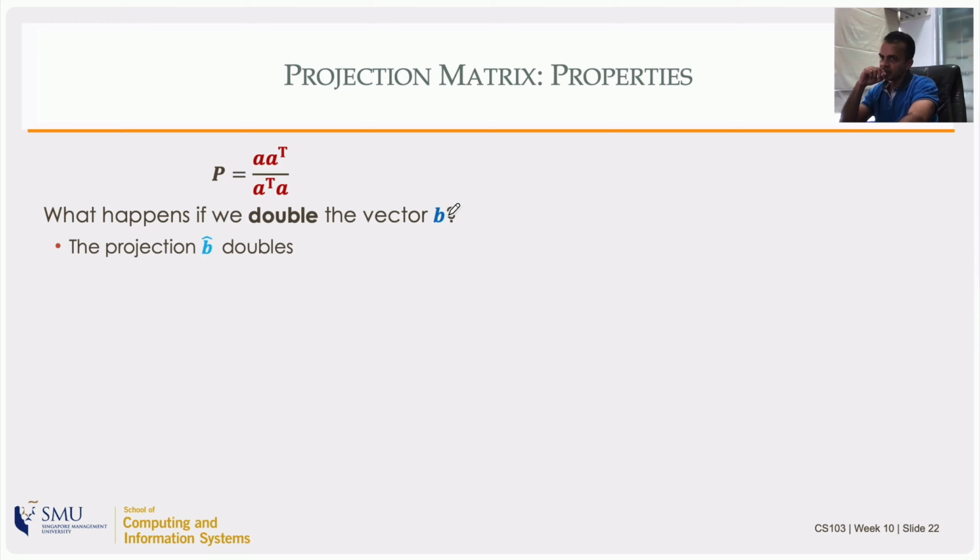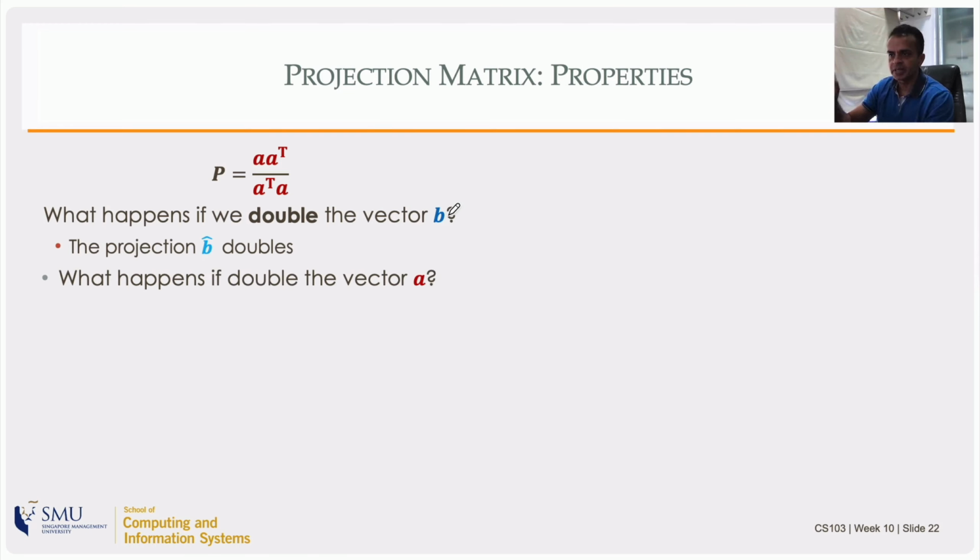What will happen if I take a vector, project it, and if I double the vector? If you double the vector b, obviously the projection will double. What happens if you double the vector a? The projection should not change, because the purpose of having a vector a is just to define the line, define the subspace, define the direction. That means regardless of what the length of a is, the projection will not change. That means the projection operator cannot change.